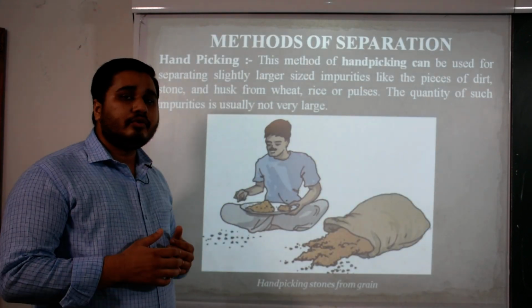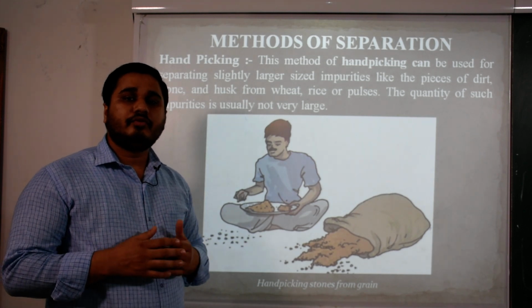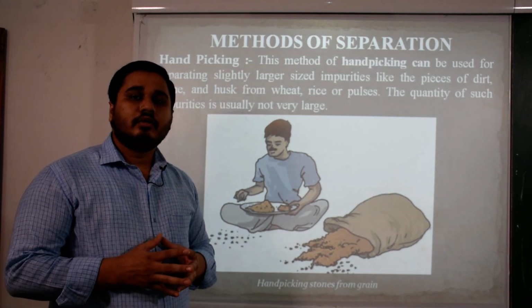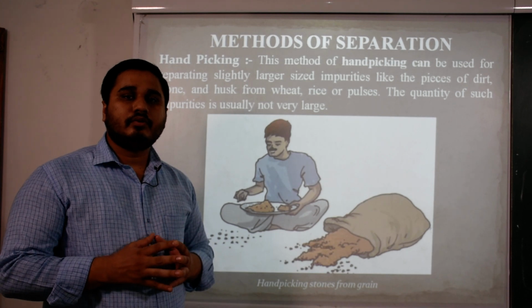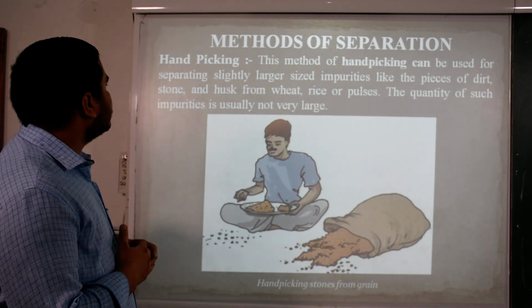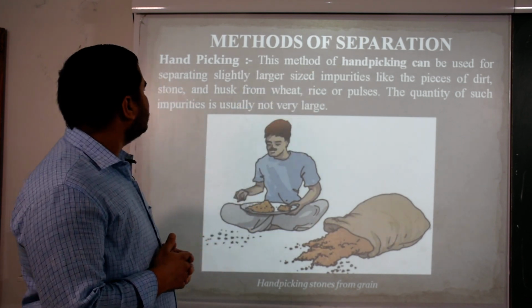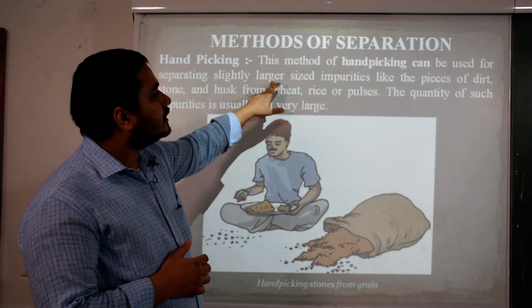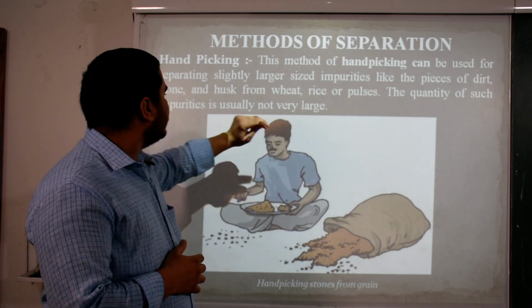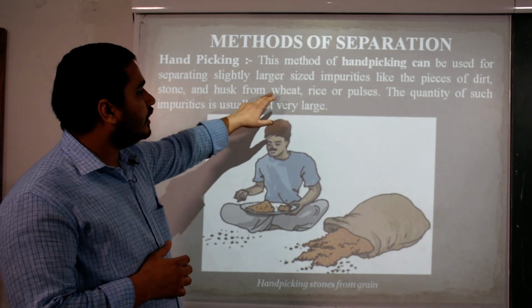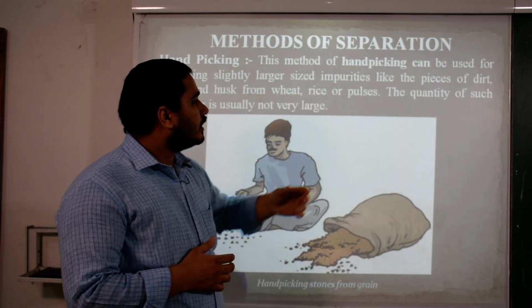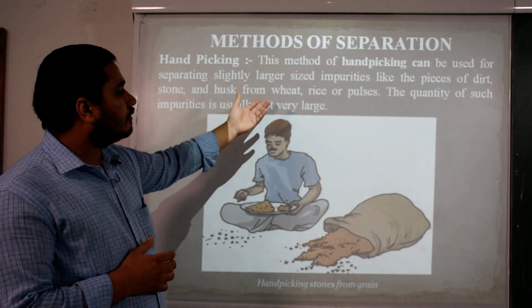Now for this we have to use different methods, with which we can easily separate all the materials which are mixed up. First is hand picking. This method of hand picking can be used for separating slightly larger sized impurities like pieces of dirt, stone and husk from wheat, rice or pulses. The quantity of such impurities is usually not very large.